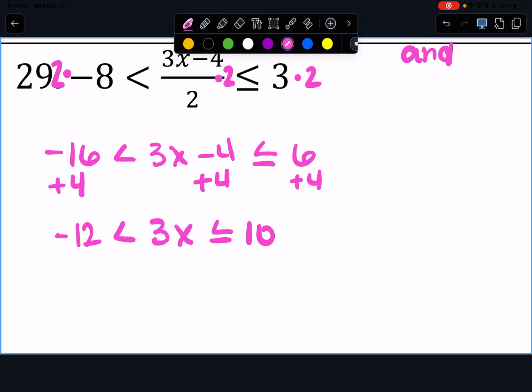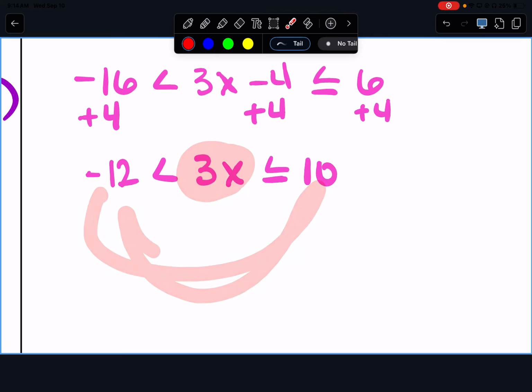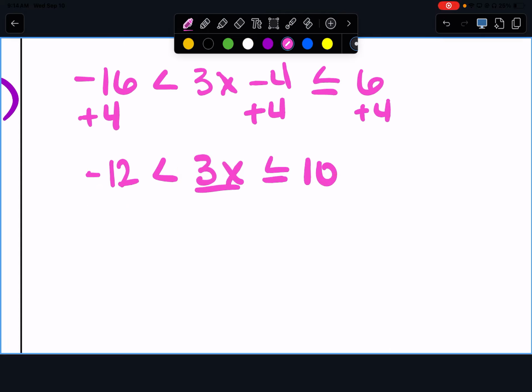Divide by 3. No. If it is set up like this, we do not move stuff from the outside in. We will only go inside out. We are trying to get x by itself in here. We are not moving across those. We are solving inside, so we need to divide by 3.